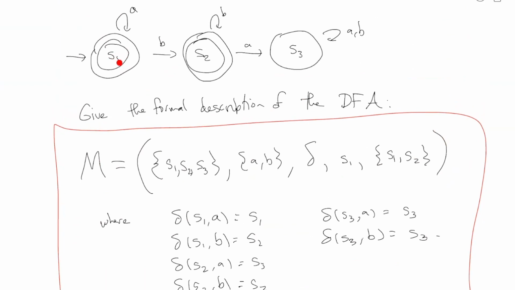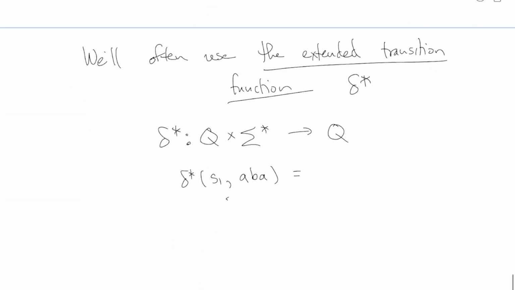S3, I believe. Yeah, if you start in S1, you do A, B, A, you end up in S3. So this, in this particular example, is S3. Right? If I start in state S1 and follow that string, I end up in state S3. All right? Can I give you 3 simple properties of the delta star?